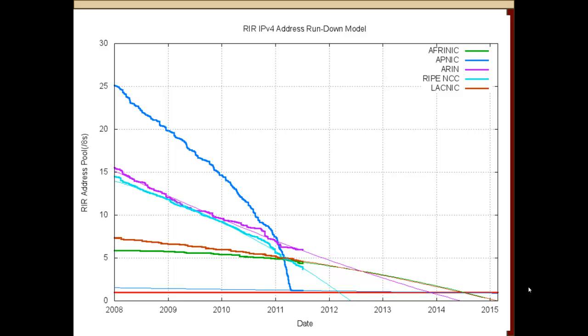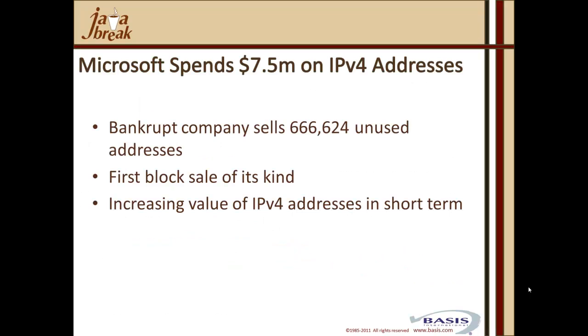The purple line for ARIN represents United States, Canada, and the Caribbean. Africa is represented by the green line, and it has, as one would expect, a softer line of declining IPv4 address availability. So as these addresses have dried up, some interesting things have occurred. In fact, just this spring, Microsoft dropped $7.5 million on a batch of IPv4 addresses that were purchased in a bidding, actually, from a bankrupt company. And it's the first sale of IPv4 or 6 addresses of its kind.